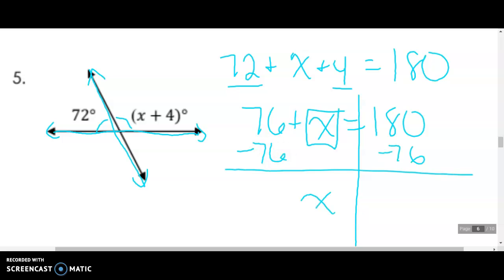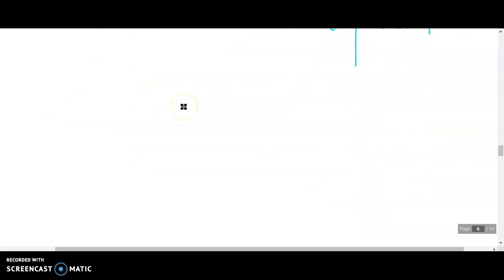And we get x equals 104. 104 plus 4 is 108. 108 plus 72 is 180. So we got the right answer. There's our check step.